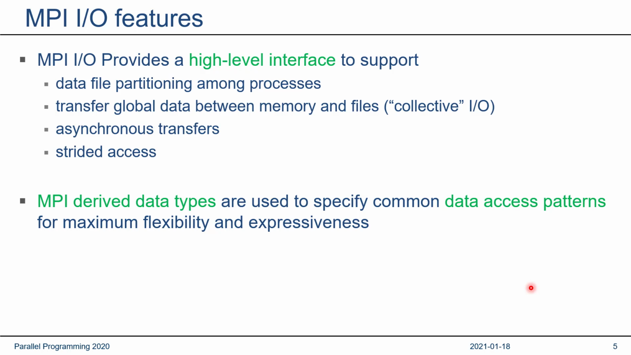Now, what does MPI I/O do for us in this respect? It provides a high-level interface to support this kind of data partitioning. It can transfer global data between the memory and the file, which is called collective I/O. It supports asynchronous transfers and strided access, so everything you would wish for in an I/O interface for MPI. The means to that is MPI-derived data types. If you don't know what those are and how they work, that would be a good time to refresh your knowledge, because MPI-derived data types are essential for how MPI I/O works.